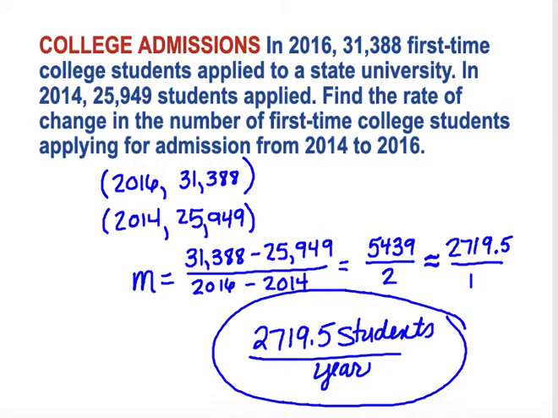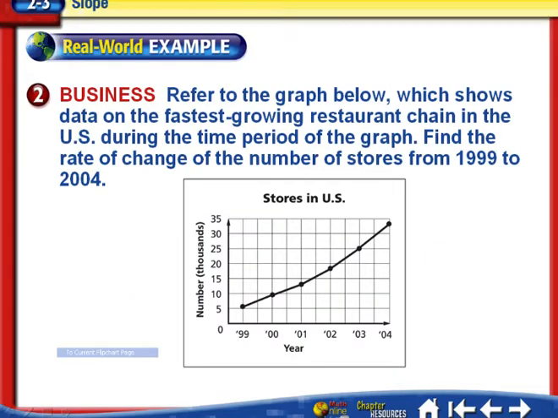All right, the last example I have for you is a business example, and this time I do give you the graph to this. It says refer to the graph below, which shows the data on the fastest growing restaurant chain in the US during the time period of the graph. Find the rate of change in the number of stores from 1999 to 2004.